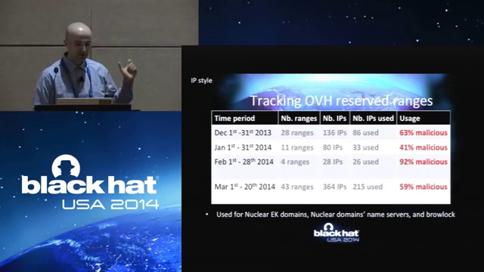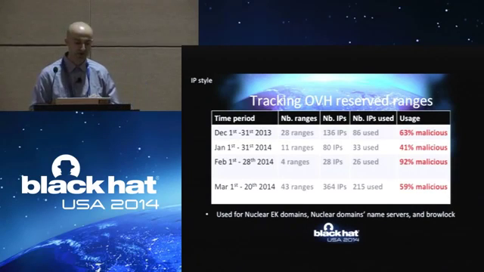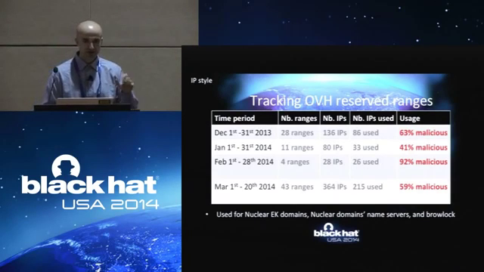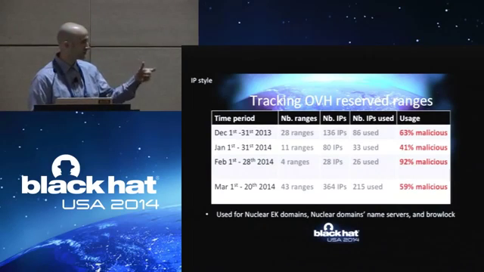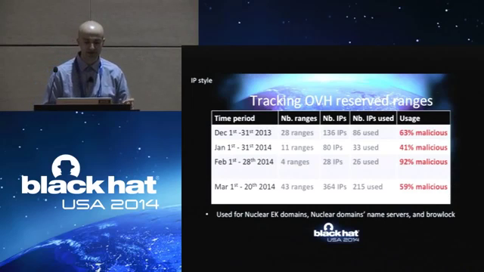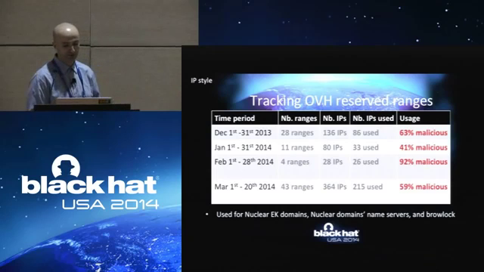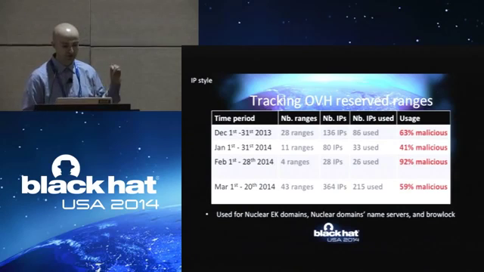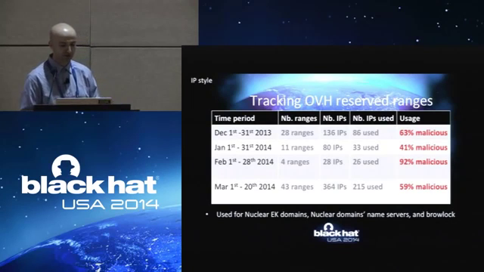the monitoring of the ranges reserved by a small set of these suspicious customers. We are able to see that, for example, in December, 28 ranges were reserved, like those small slashes, as we said, like 28, 29. And then within which there were 136 IPs. 63% of them were used for malicious purposes. The next month it was 41%. And then in February it was surprisingly very high, like 92% of the reserved IPs were used for malicious purposes. And then in March it was around 59%.